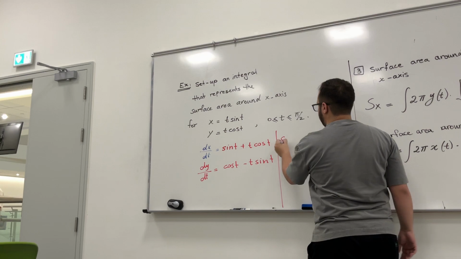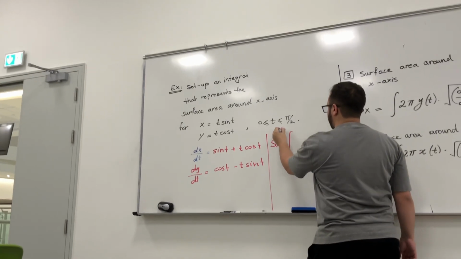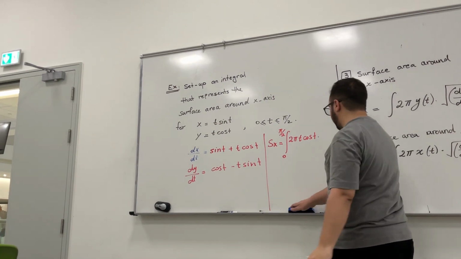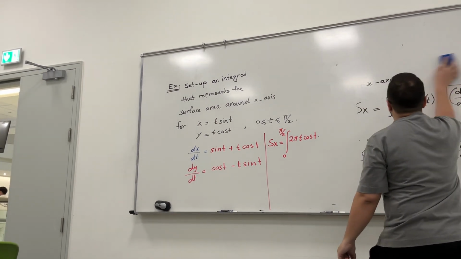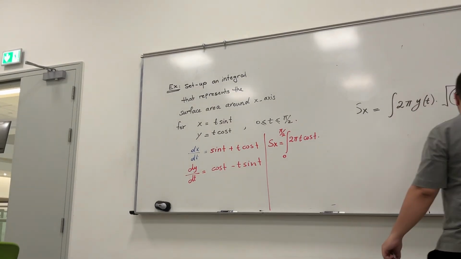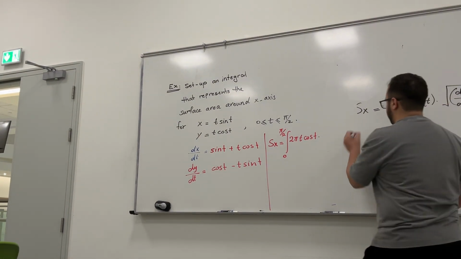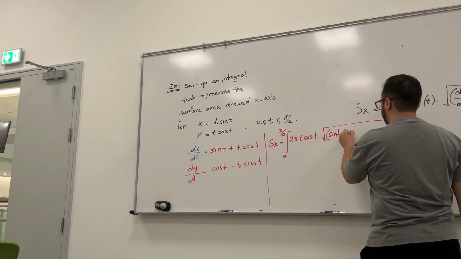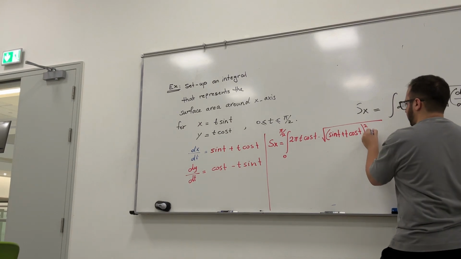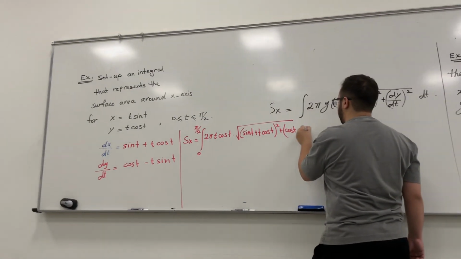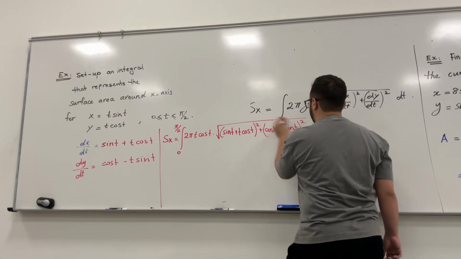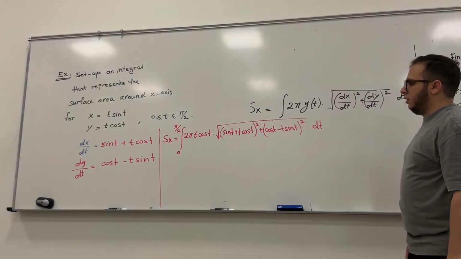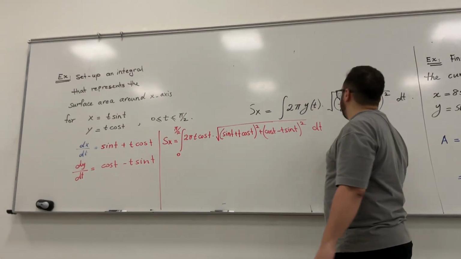And then put it in the formula. So the surface area around the x-axis is the integration from 0 to pi over 2 of 2 pi y times the square root of dx dt squared plus dy dt squared, with cosine t minus t sine t. You said set up, so I don't have to evaluate. 2 pi, okay? Perfect.